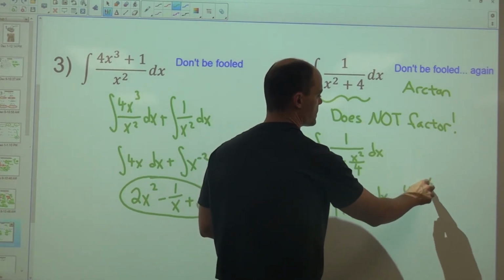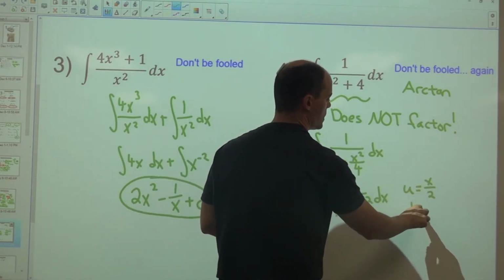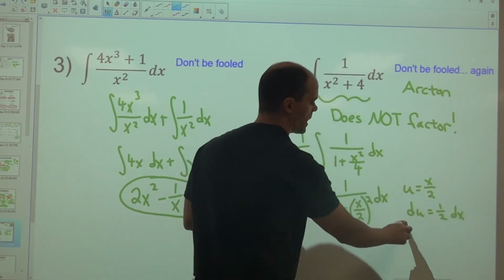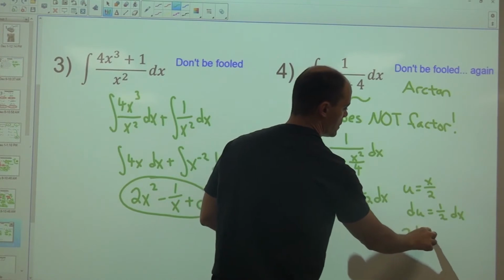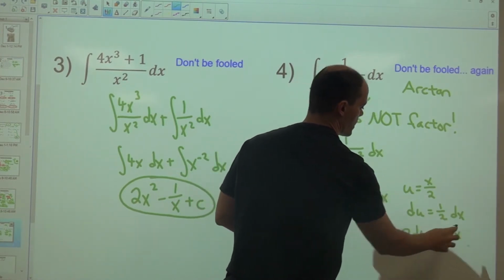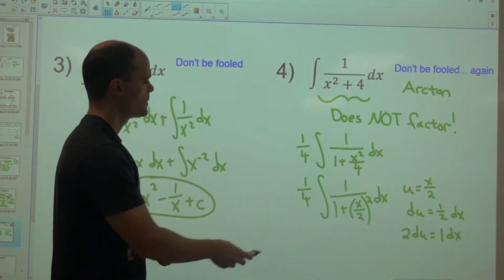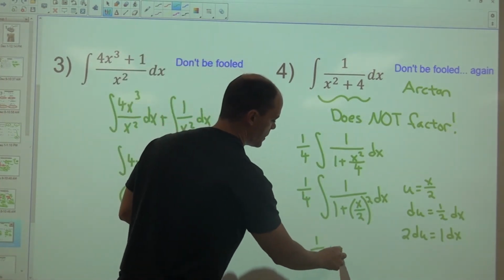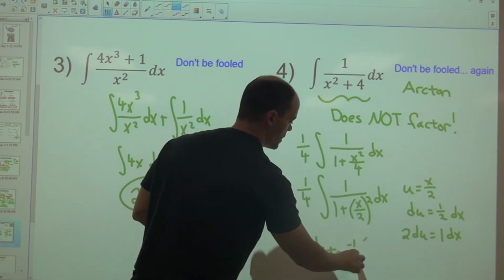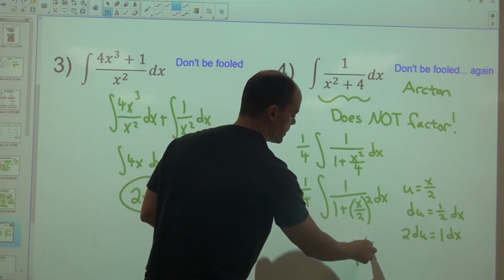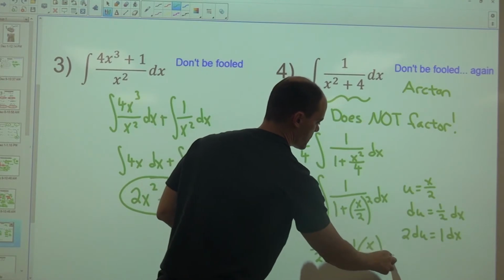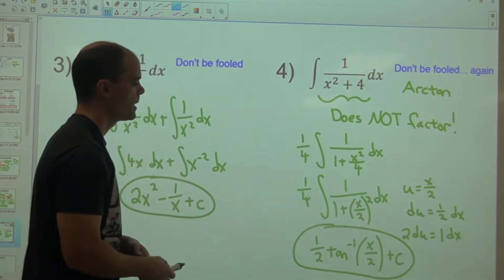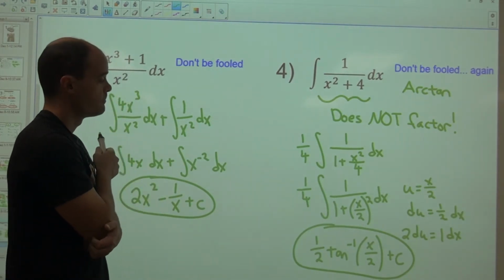Every one of these is 100% of the time, every time. du equals 1/2 dx, and we don't want 1/2. We have to have 1 dx. So the 2 comes out front. 2 times a 4th is a 1/2. I know the antiderivative of this is arctangent of u, and u is right there. Arctangent of x over 2 plus c. Not everything is a partial fraction. Not everything requires long division.